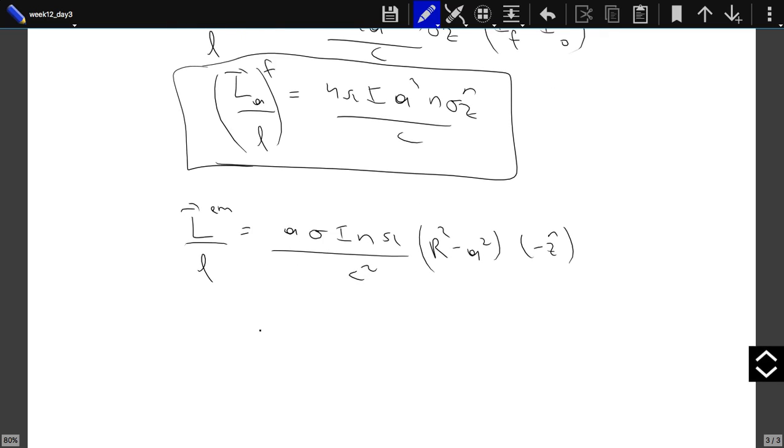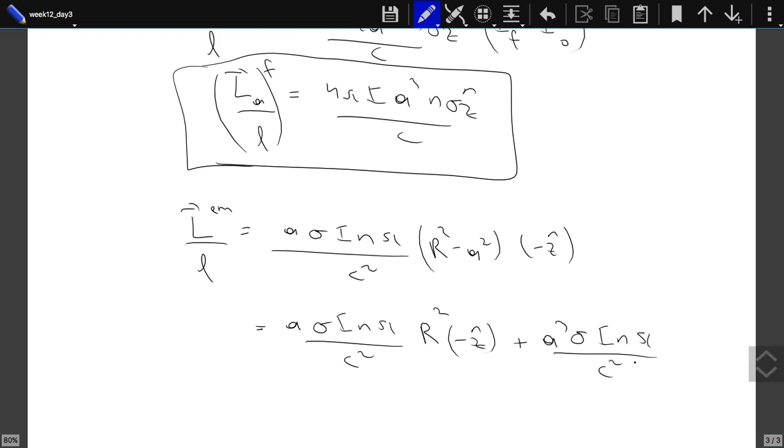But just note one thing. This is equal to A sigma I n pi over c squared r squared in the minus z hat direction plus A cubed sigma I n pi over c squared in the plus z direction. Look at the second thing and compare it with the final angular momentum of my inner ring.